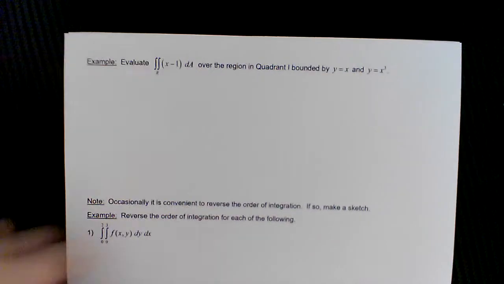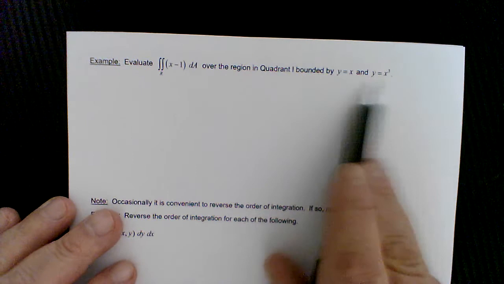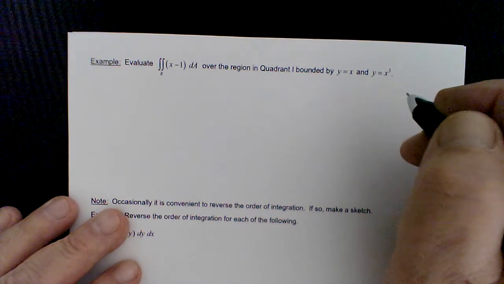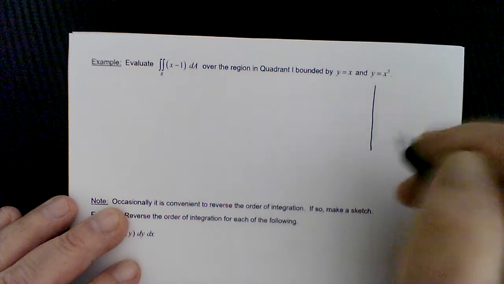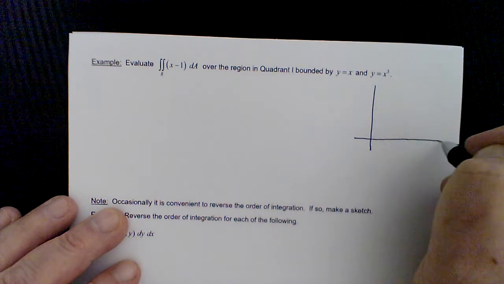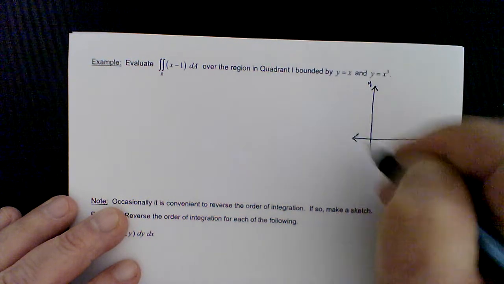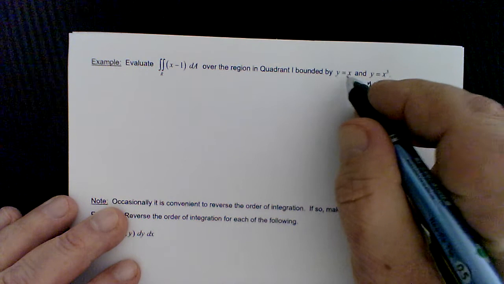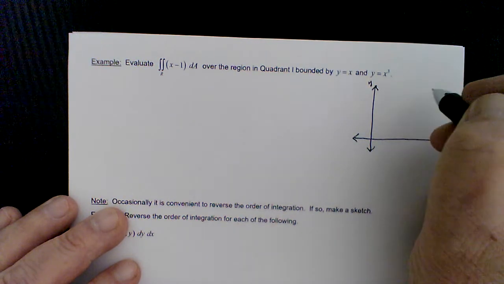And the next example, remember we always have to sketch the region. And so this one is the integral of x minus 1 over the region in quadrant 1 bounded by these two graphs. So the first thing is to make the sketch off to the side. Okay, we should know what the graphs of these two functions look like. I mean, obviously, y equaling x is just a straight line in the first quadrant.